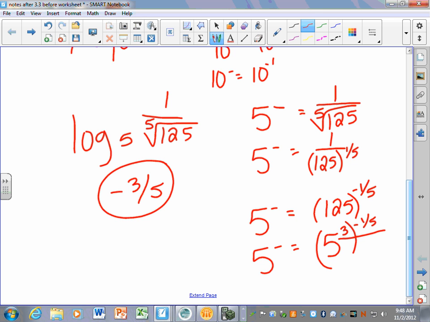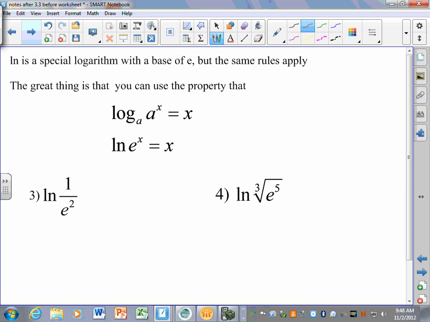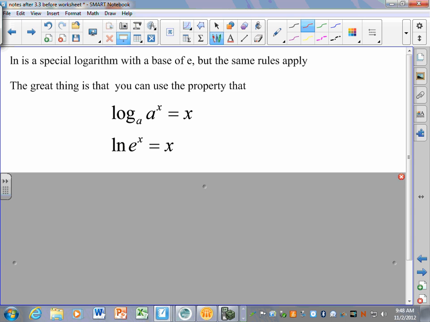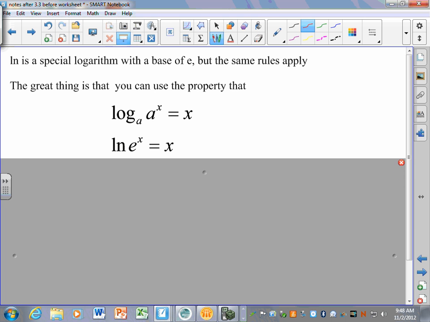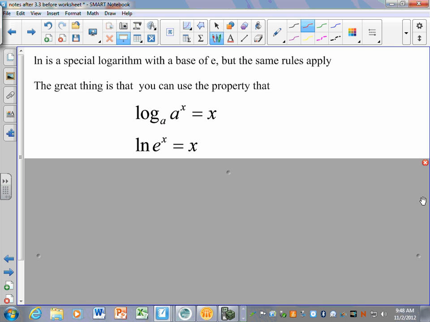We also have ln, and we kind of rushed through that at the end of 3-3 day 1, so I wanted to touch on that again. ln is just a logarithm with a special base. It has a base of e, but all of the same rules apply, which means you could rewrite ln every time as e to the what equals this. But the really nice thing is that most of the time with ln, you can just use this lovely little property here.